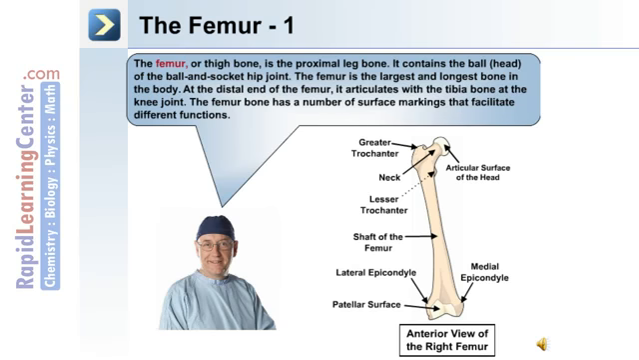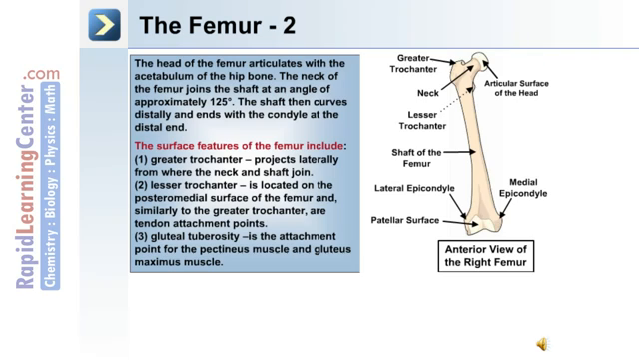At the proximal end is the articular surface of the head, which articulates with the hip bone. There's also a greater trochanter and a neck. There's also a lesser trochanter and an ischial tuberosity. The head of the femur articulates with the acetabulum of the hip bone. The neck of the femur joins the shaft at an angle of approximately 125 degrees.